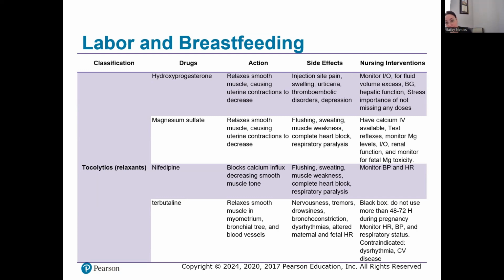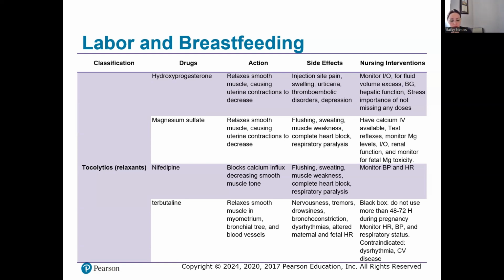So nifedipine, which is a calcium channel blocker, it blocks the calcium influx, and it decreases smooth muscle tone, so it will relax the uterus. So side effects: flushing, sweating, muscle weakness, same ones, okay? We need to monitor their blood pressure and heart rate because this is a calcium channel blocker.